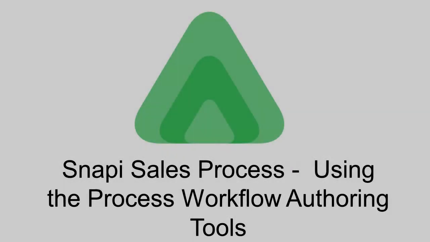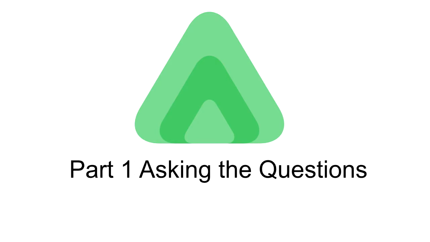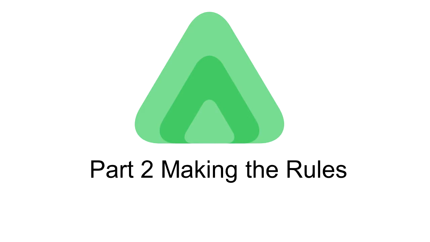In this video we're going to be talking about how you can use the Snappy process authoring tools to create Snappy process workflows. This video forms the first part of a two-part series. This video will focus on the question elements of the toolkit, on how you can capture information from users and, where necessary, evaluate the results. In the second video we will explore how you can use the rules to structure your workflow and make the process much more effective and efficient.